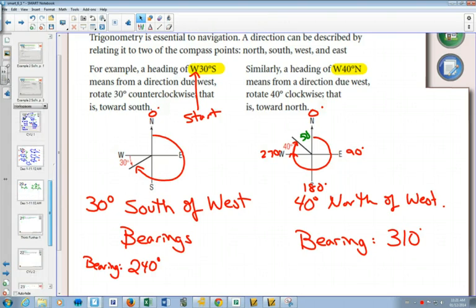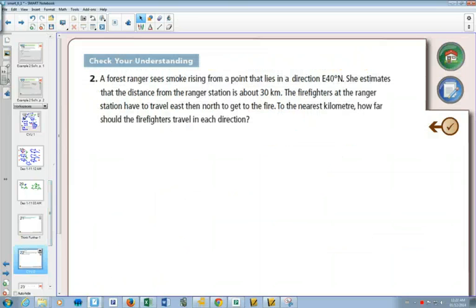Now in our first example, here we've got east 40 degrees north. So we've got to draw where that would be.